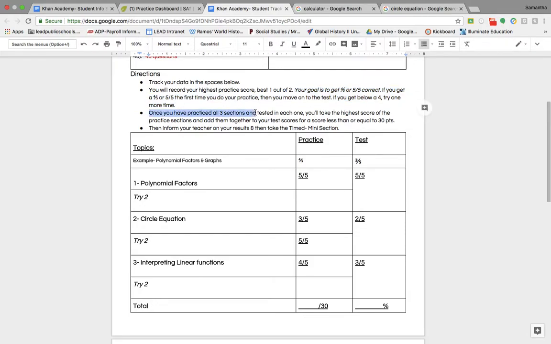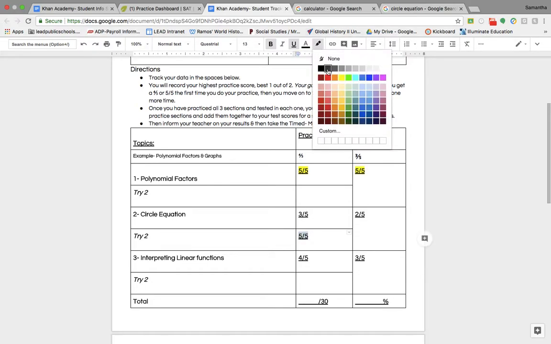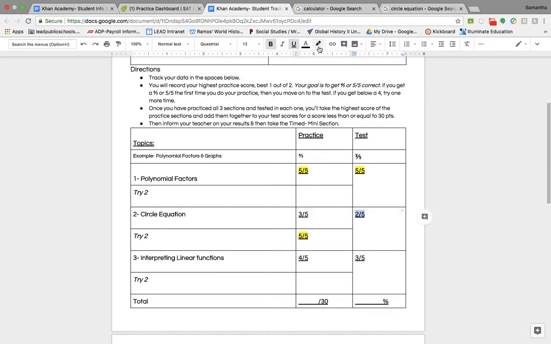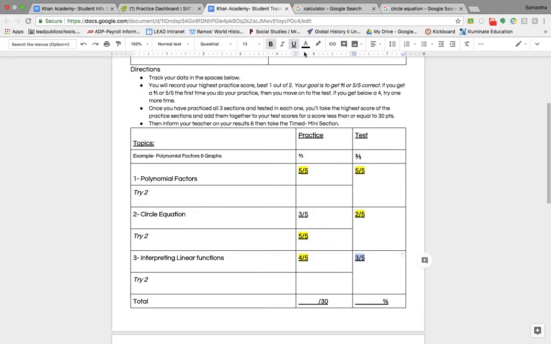Once you practice all 3 sections and test in each one, you'll take the highest score of the practice sessions and add them together with your test scores for a score less than or equal to 30 points. So what that means is you cannot get more than 30 points. Then inform your teacher of your results and take the mini section. Okay, so that means I only had to take this once, so best one is 5. Test would be 5. Ooh, circle equation, the best one. So I'm going to go with this one because it's the best one. Now I have to take this one. And I'm going to take the best one. And I can't change that.